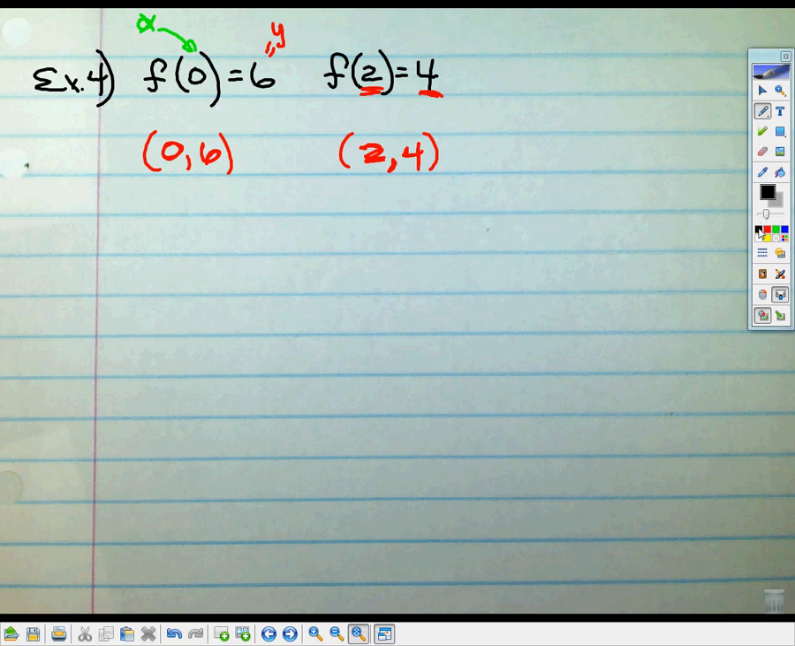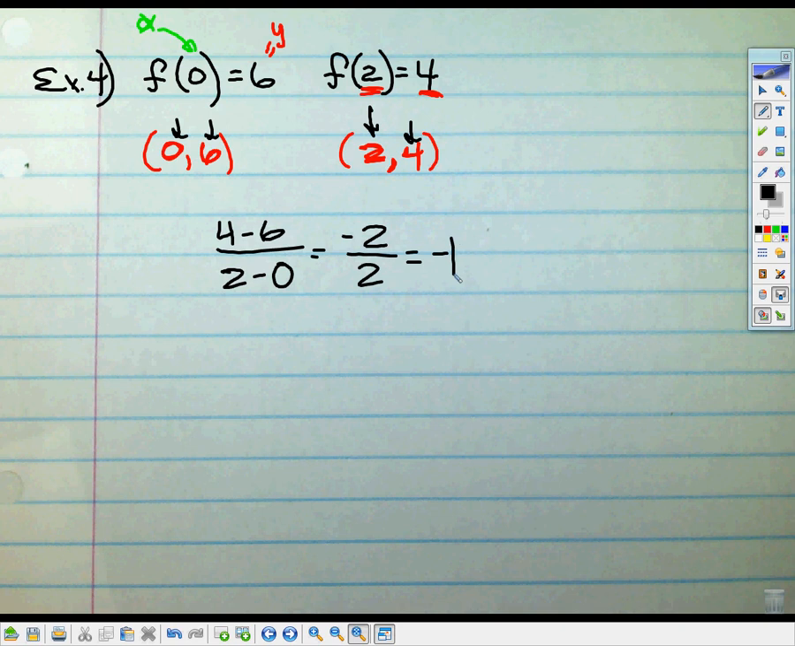All right, I will now show you what you should have gotten for the result. If we take our y values and subtract them, we are looking at having 4 minus 6. And then I'm going to take the 2 and I'm going to subtract from it 0. That enables me to find my slope as negative 2 over 2, which would equal negative 1.